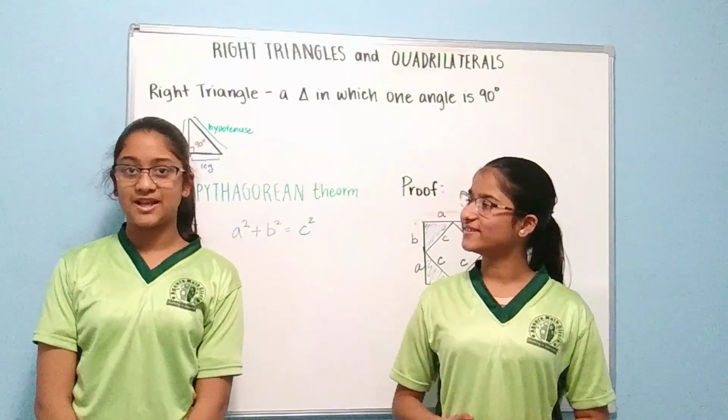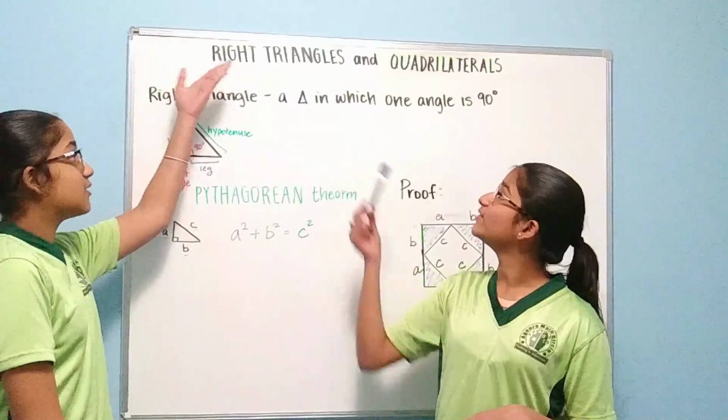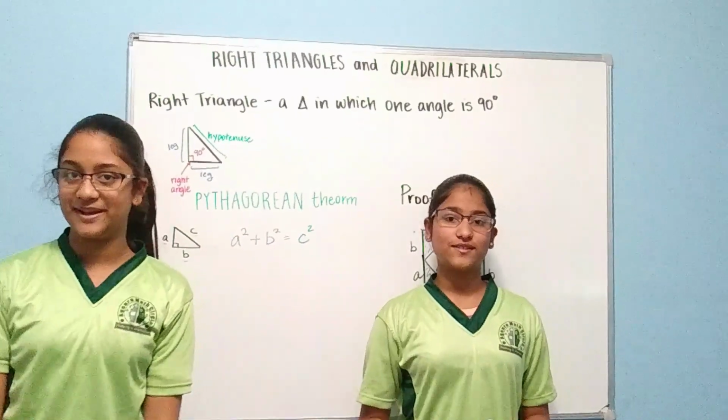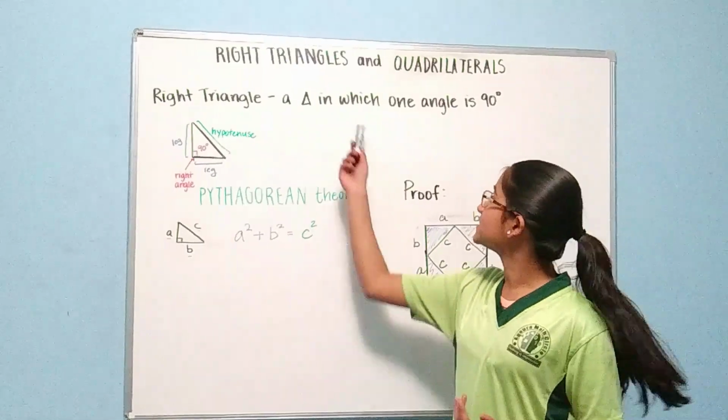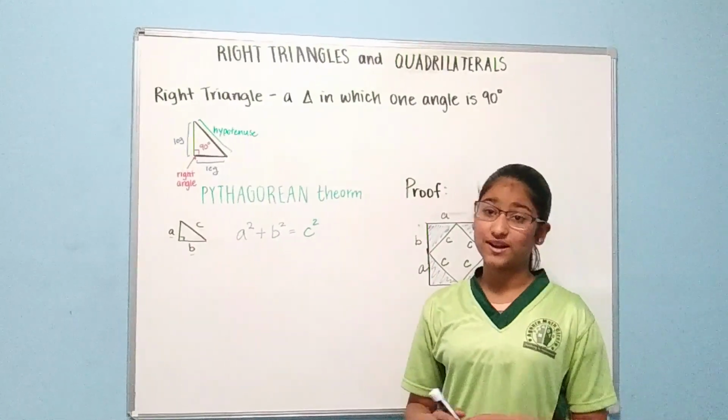This is Senior Beginner, and today we are going to be learning about right triangles and quadrilaterals. Well, so let's get to it. Let's start off with the basic definition of a right triangle. A right triangle is a triangle in which one angle is right, or 90 degrees.